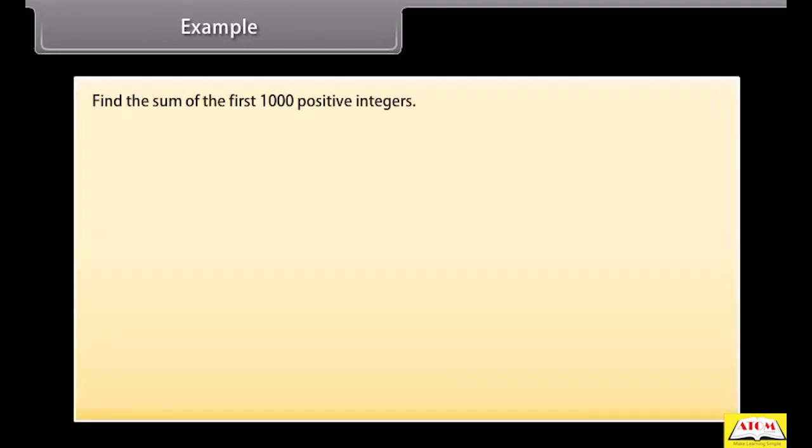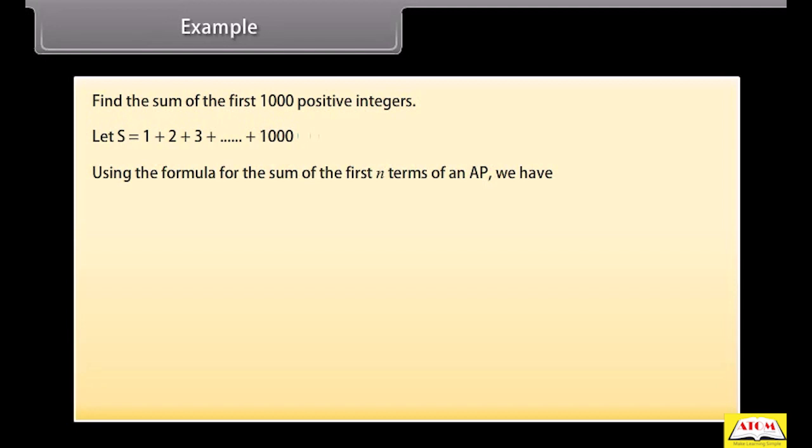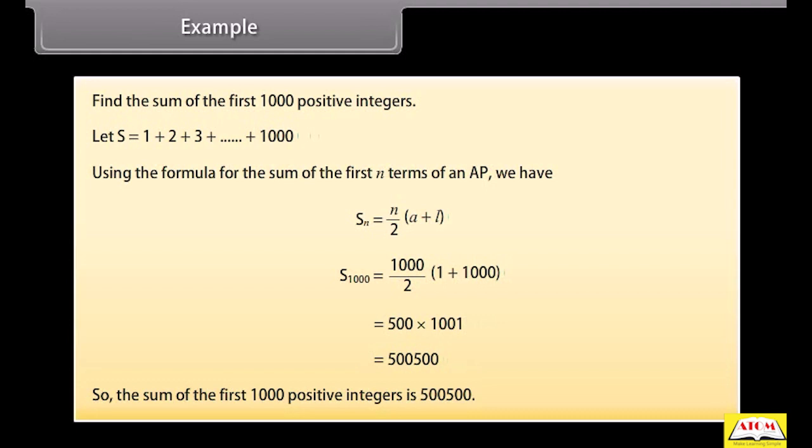Find the sum of the first 1000 positive integers. Let S is equal to 1 plus 2 plus 3 plus so on plus 1000. Using the formula for the sum of the first n terms of an AP, we have Sn is equal to n upon 2 into a plus L. Substituting the value of n, we get S1000 is equal to 1000 upon 2 into 1 plus 1000. This is equal to 500 into 1001, which is 500500. So the sum of the first 1000 positive integers is 500500.